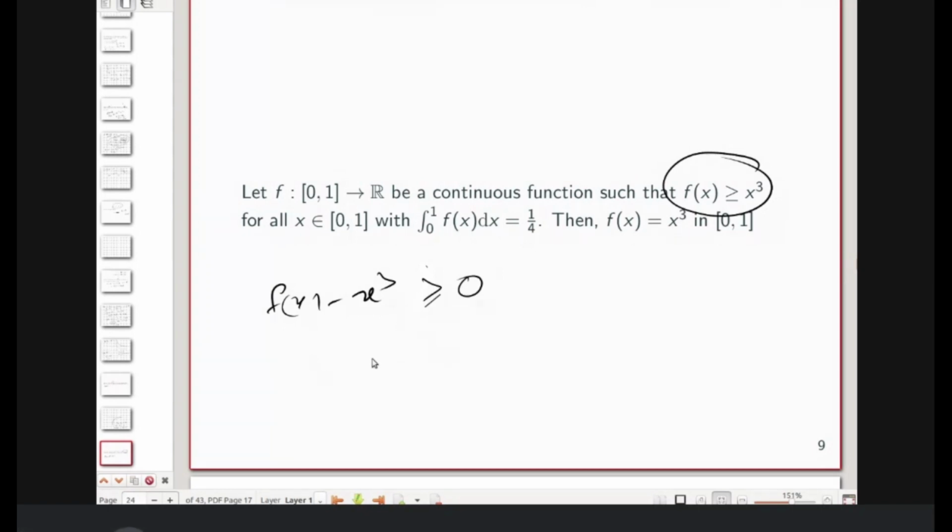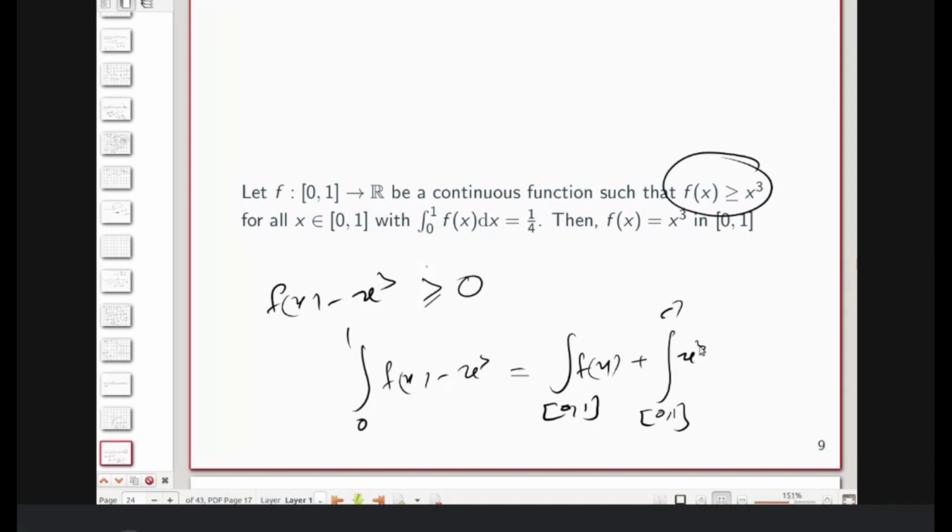Yeah, the integral is 0, because the integral from 0 to 1 of x minus x cube equals the integral of f(x) from 0 to 1. I'm skipping dx, please don't mind me. The integral from 0 to 1 of x cube is 1/4 x to the power 4, which becomes 1/4. And here also I have the integral as 1/4. So it becomes 0. Now you have a non-negative function whose integral is 0. This function must be 0.